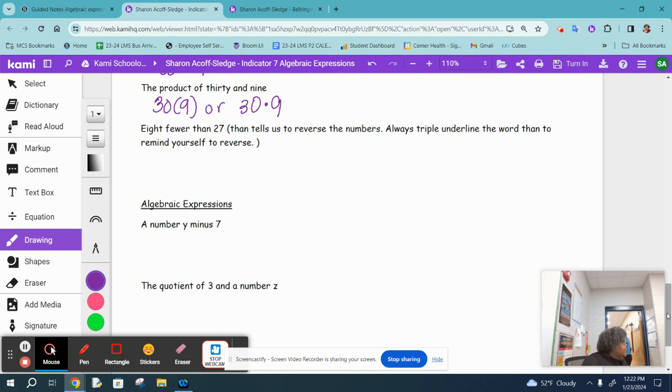Okay, now. 8 fewer than 27. When we see the word than, we want to kind of underline it because it means, yes, what was that?